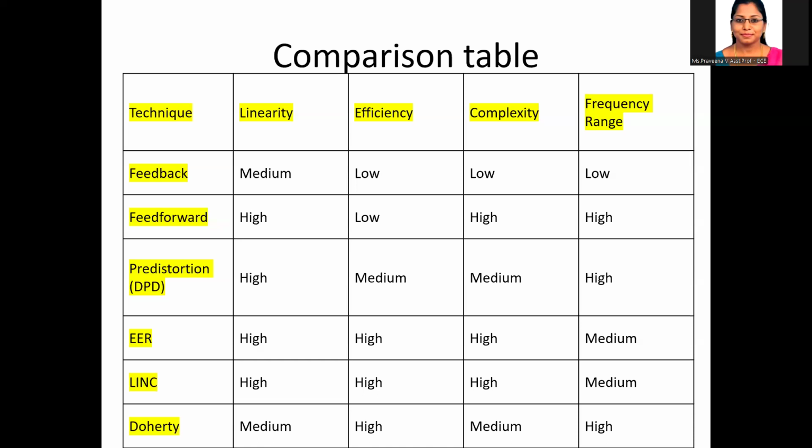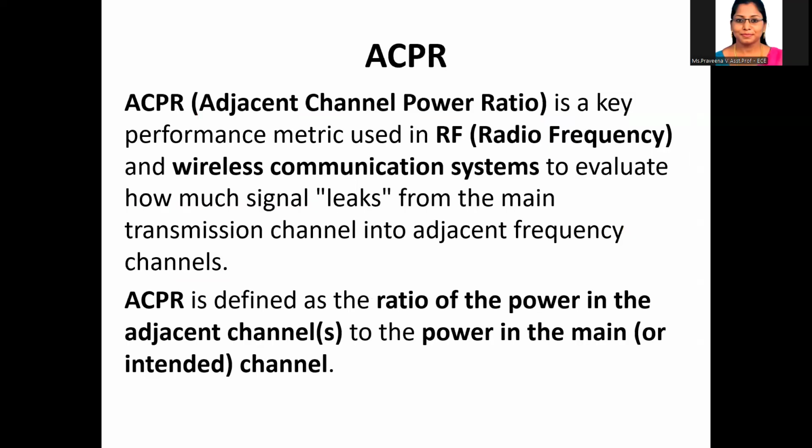This is a comparison table of different types of amplifiers and different types of linearization techniques. That is feedback linearization, feed-forward linearization technique, pre-distortion technique, EER, LINC, and Doherty. Kindly refer to this. And ACPR.